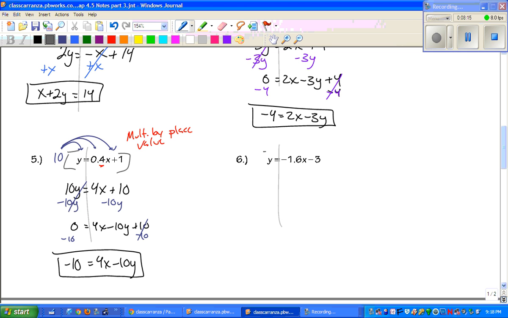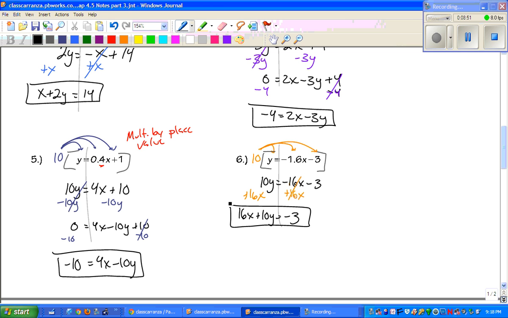Let's do another one. Okay, once again, we're going to have to multiply by the place value. And we get 10y equals negative 16x minus 3. The x is negative, so we're going to move the x to both sides. And we get 16x plus 10y equals negative 3.